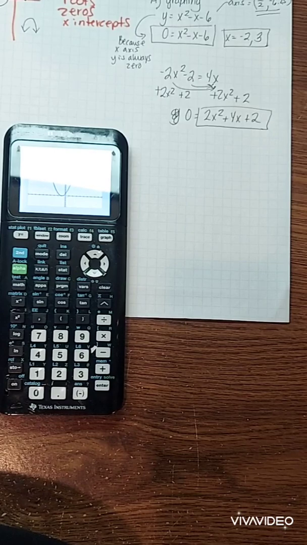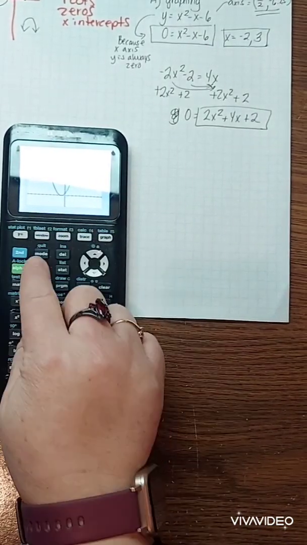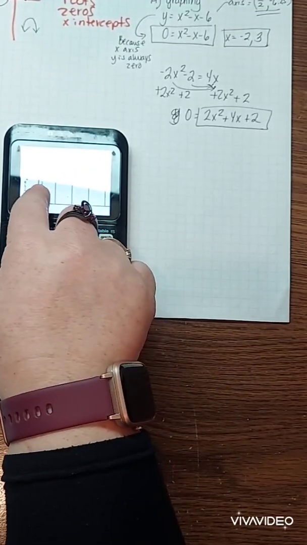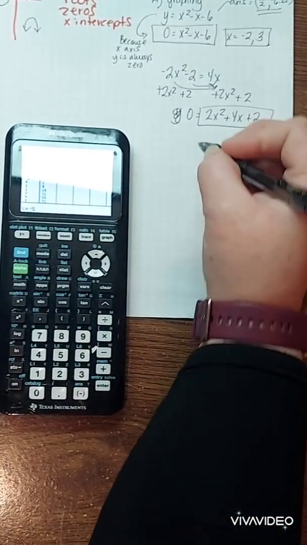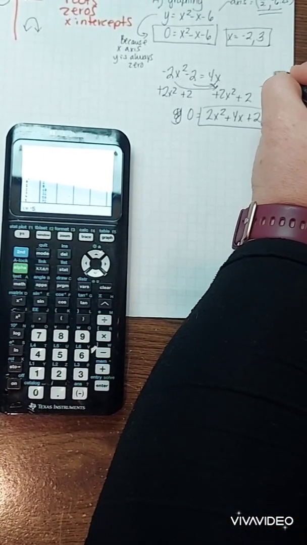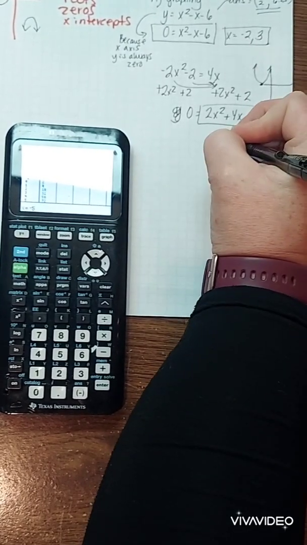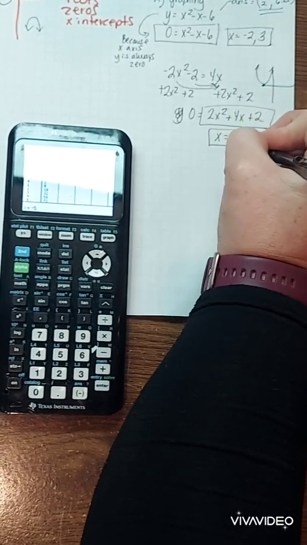Oh, looks like it just sits right there. Looks like it just sits on the x-axis. Well, let's double check on the table. Oh yeah, -1, 0. So it just sits at negative 1, 0 and points up. So my solution is -1.